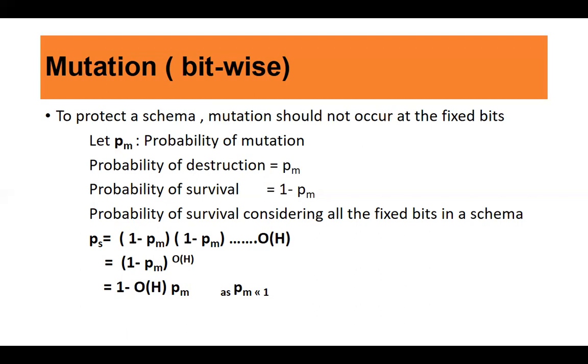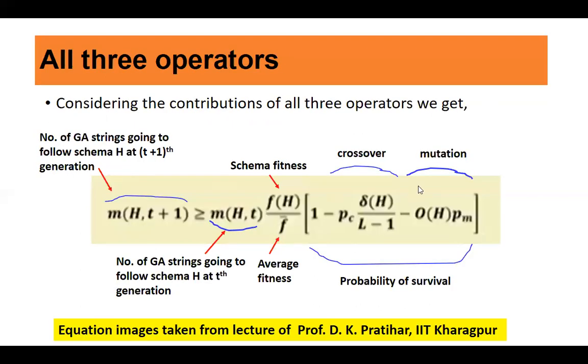Fine. Now, if you combine all these three things together, that is selection, reproduction, crossover, and mutation, this is what you get, right? If you combine the effect of reproduction, crossover, and mutation, we will be getting the rule for operating on this particular schema, right?